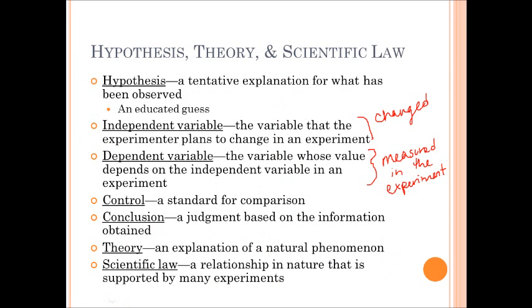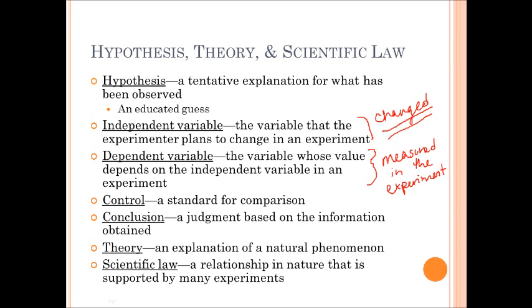Now, a couple of things about scientific method. The first thing is the hypothesis, as I mentioned. Well, that is a tentative explanation for what you've observed. In other words, we call it an educated guess. There are 2 variables that you have associated with an experiment. The first is the independent variable. This is what is changed based on what the experimenter does.